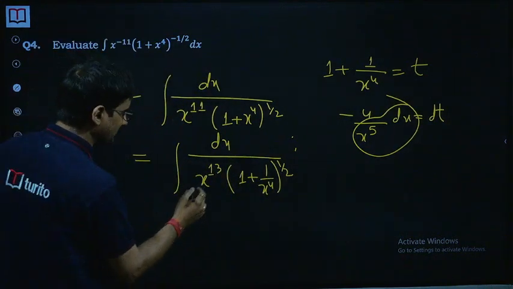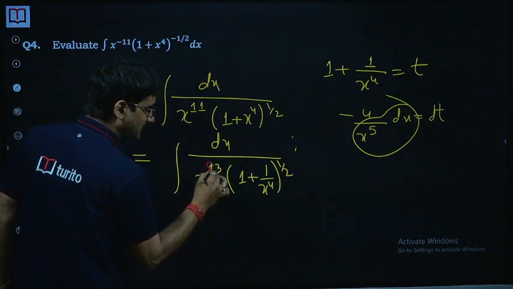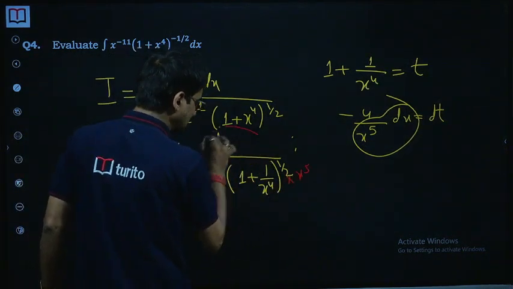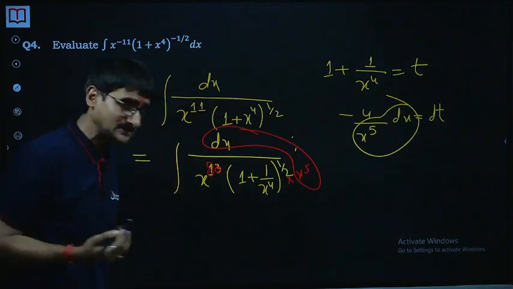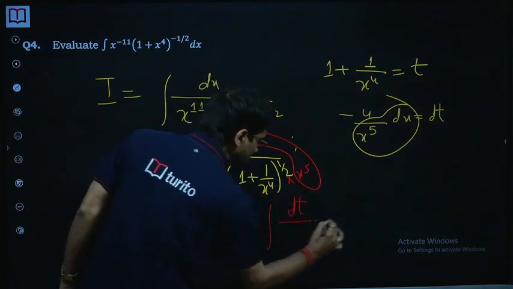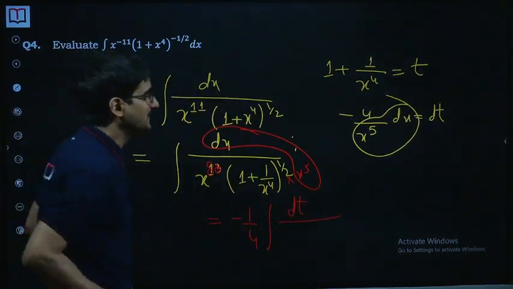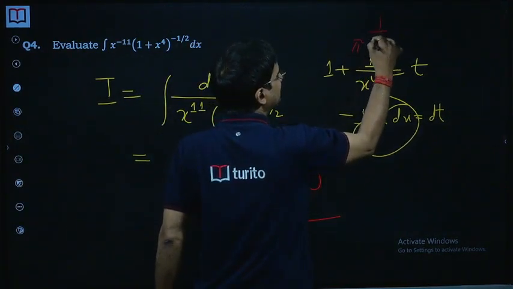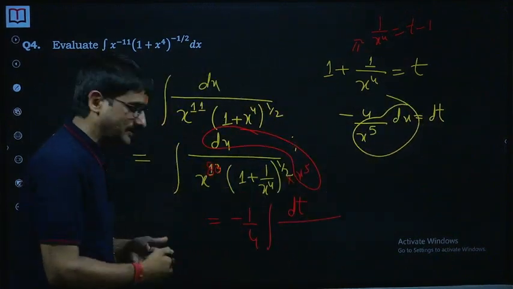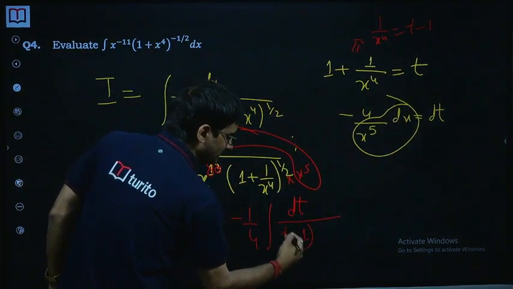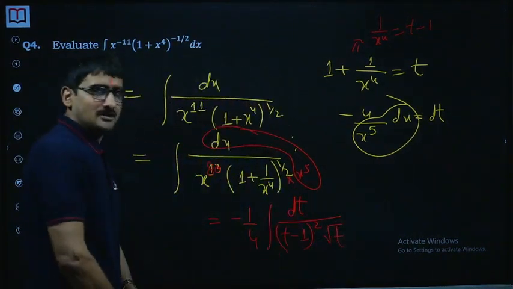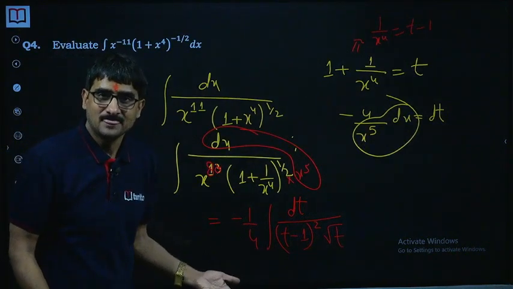Now this is x^13, so I can write it as x^8 times x^5. So dx by x^5, I will be replacing it with minus 1 by 4 dt. But what about 1 upon x^8? From here you can say 1 by x^4 is t minus 1. Therefore 1 by x^8 is (t minus 1) whole square, and this is nothing but root t. That's it. Okay, now what?